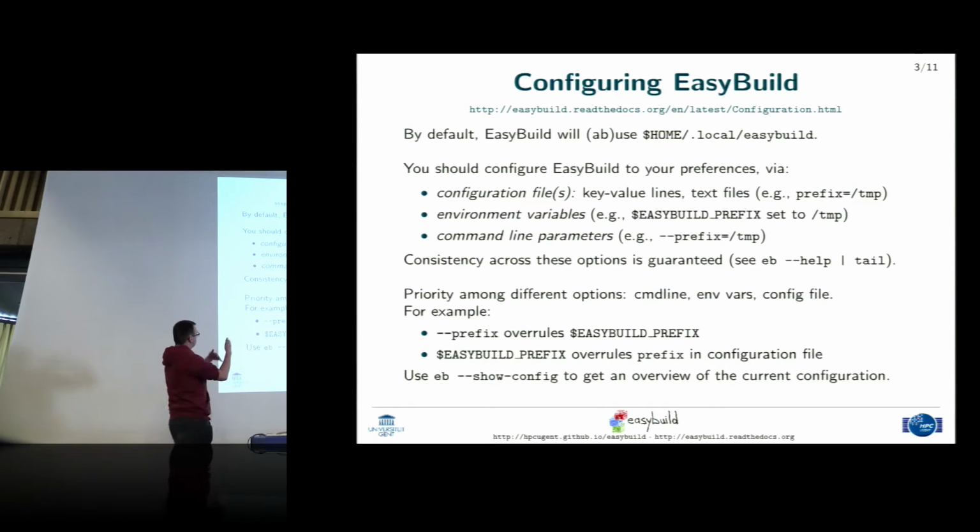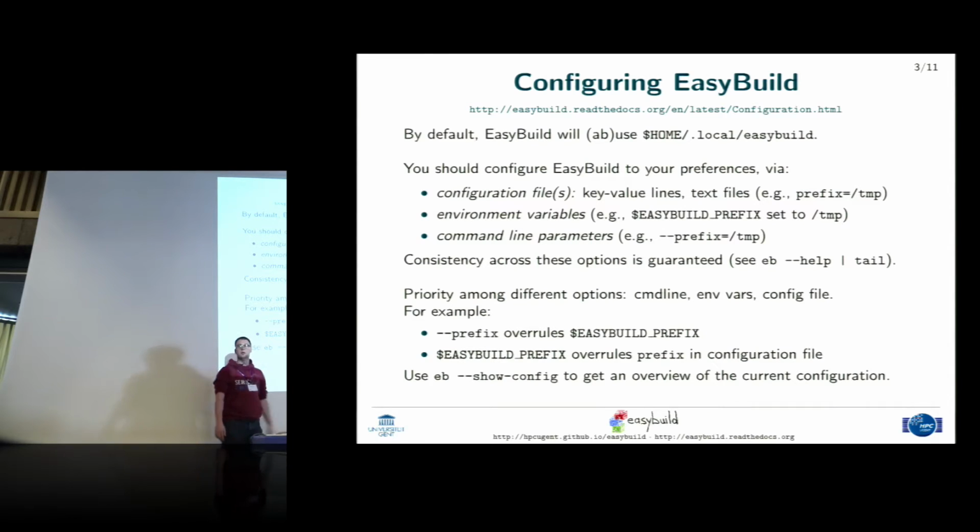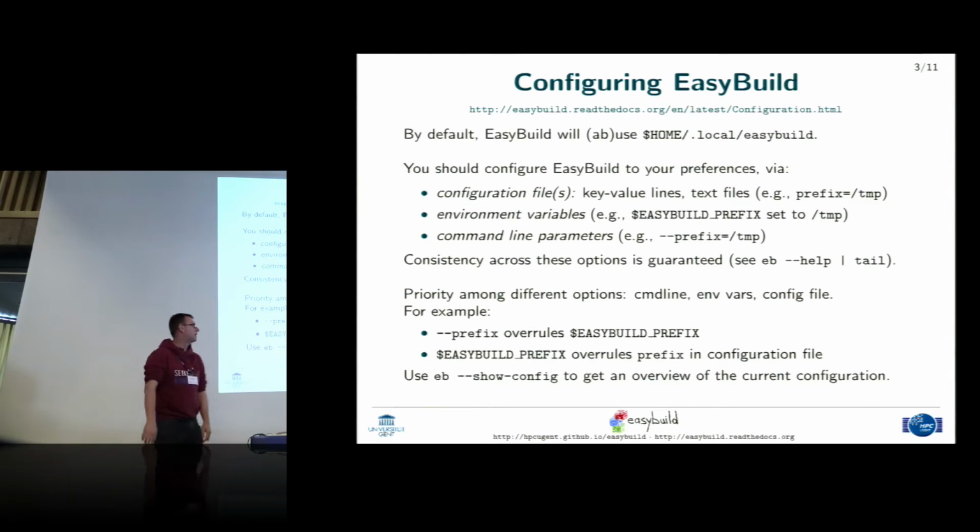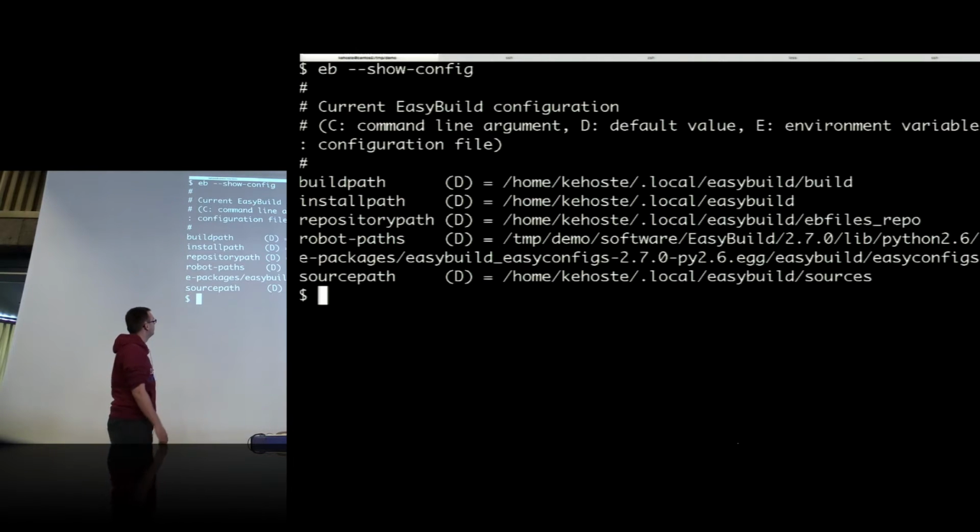So these 3 levels, they interact with each other, meaning that if you specify something on the command line, that will always win. So the command line overrules the environment, and the environment overrules configuration files. So you can configure things on different levels, and maybe if you want to make a one-time exception, you can specify it on the command line, and that will win. If you want to do it just for this session you're in, you can define it in the environment, and so on. And with eb --show-config, you can ask how it's currently configured. So with this, it will now just show the default configuration, because I haven't really configured this yet.